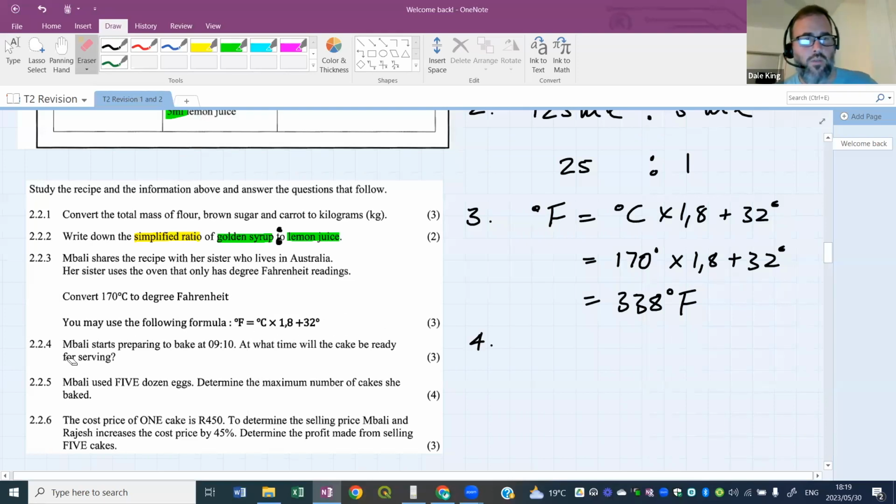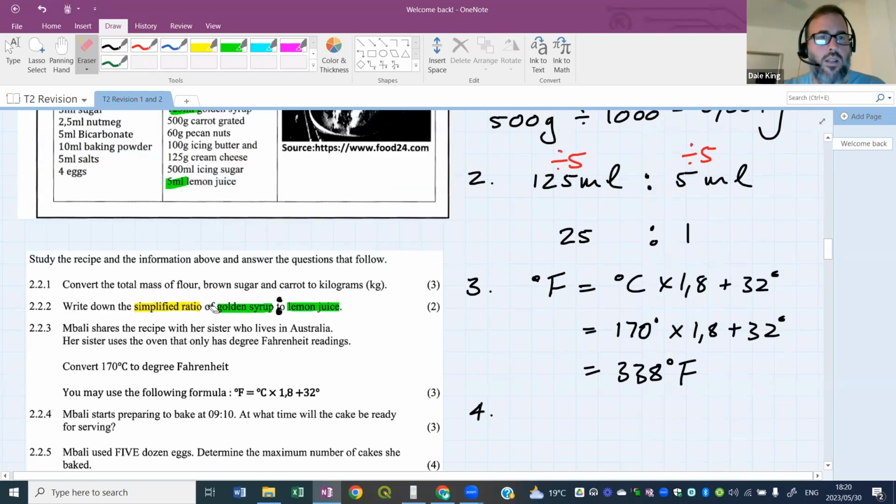All right, next question number 4. It says, Mbali starts preparing to bake at 9:10. At what time will the cake be ready for serving? Starts to bake at 9:10. What time will it be ready? So she starts preparing to bake at 9:10. At what time will the cake be ready for serving? Right at the end.